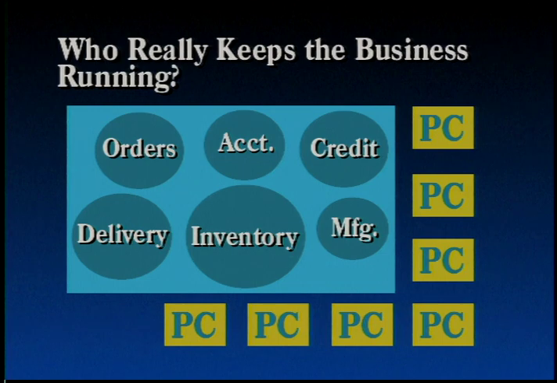And there are a lot of different steps. Credit has to be authorized, inventory has to be allocated, product has to be built, invoices have to be sent out, invoices have to be aged, commission checks have to be cut, but only after payment's been received, and so on. Who manages that process? Who keeps all those processes running? And the answer is the mainframe. That's what the mainframe really does. It runs the business.